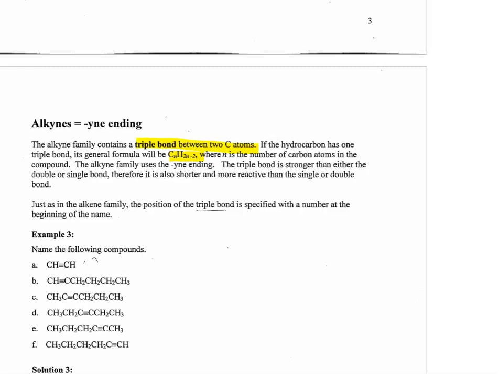Okay, so this one has two carbons. So I know that two carbons means that we are going to be meth. Okay, this one is one, two, three, four, five, six carbons, right? So that one is going to be hex. One, two, three, four, five, six. So that's going to again be hex. One, two, three, four, five, six. So for D, again, we're going to have hex. This one again is hex. And this one again is hex.